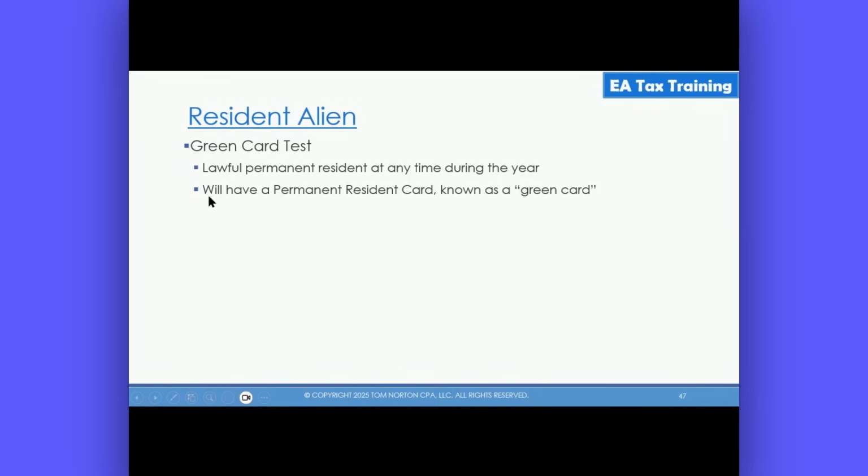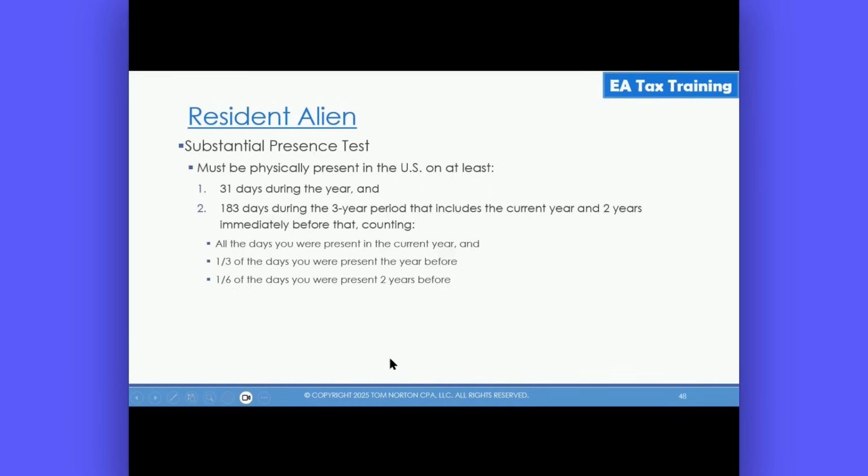That's pretty straightforward. Either they have the green card, they are a lawful permanent resident, or they do not have the card. And so that's how you know if they meet that test. The next test is the substantial presence test.